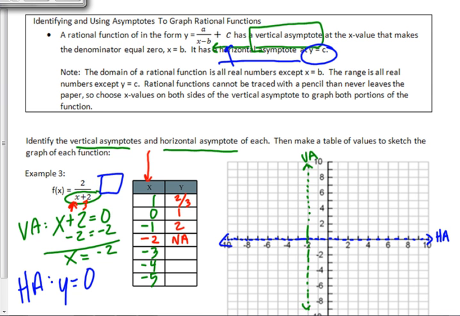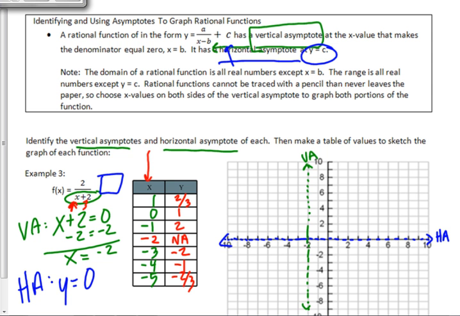When I put in -3, -3 plus 2 is -1. 2 over -1 is -2. Throw in -4, I get out -1. Throw in -5, I get -2/3. Now I'm going to go ahead and plot these points here.